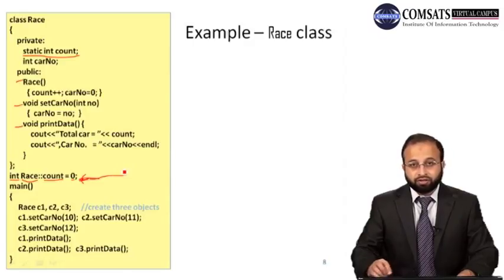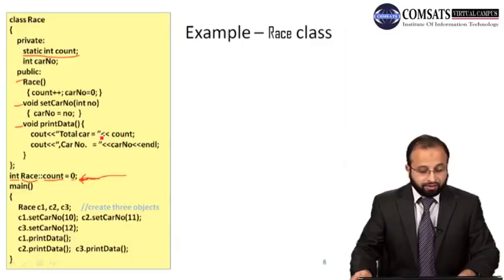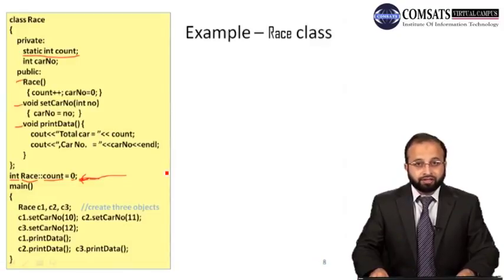जब program की execution खत्म हो जाएगी, उस time पे static data member को memory deallocate हो जाएगी. Now you can see in the main function there are the first statement. In the first statement we are creating 3 objects, that is C1, C2 and C3 of race class. So race class के हम 3 objects बना रहे हैं.